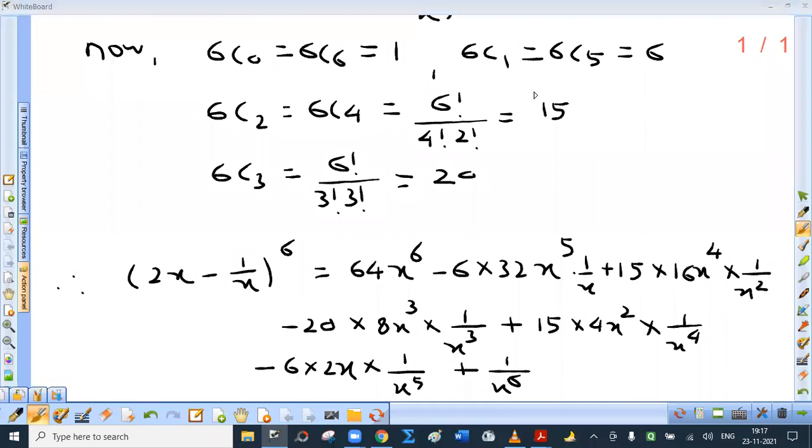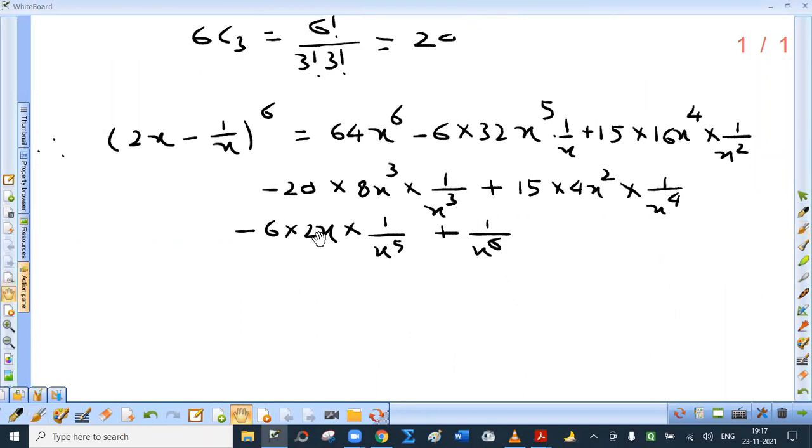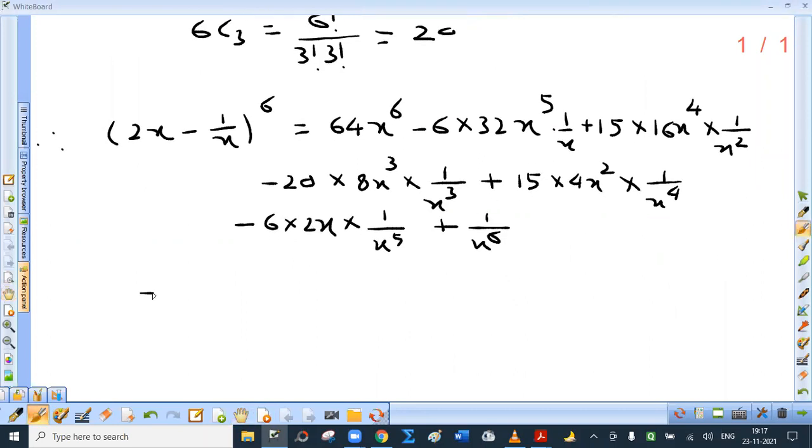So these are the values of binomial coefficients. So what is 2x minus 1 upon x raised to 6? 64x raised to 6 minus 6 into 32x raised to 5 into 1 upon x plus 15 into 16x raised to 4 into 1 upon x square minus 20 into 8x cube into 1 upon x cube plus 15 into 4x square into 1 upon x raised to 4 minus 6 into 2x into 1 upon x raised to 5 plus 1 upon x raised to 6. Now tell me what will be the final answer.